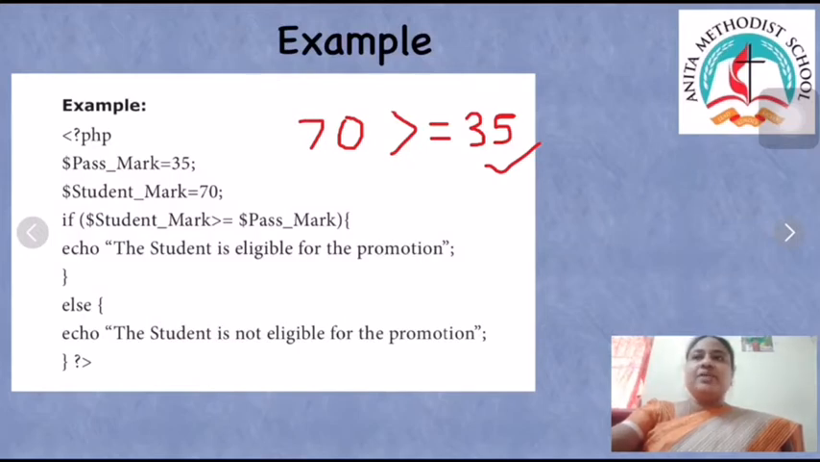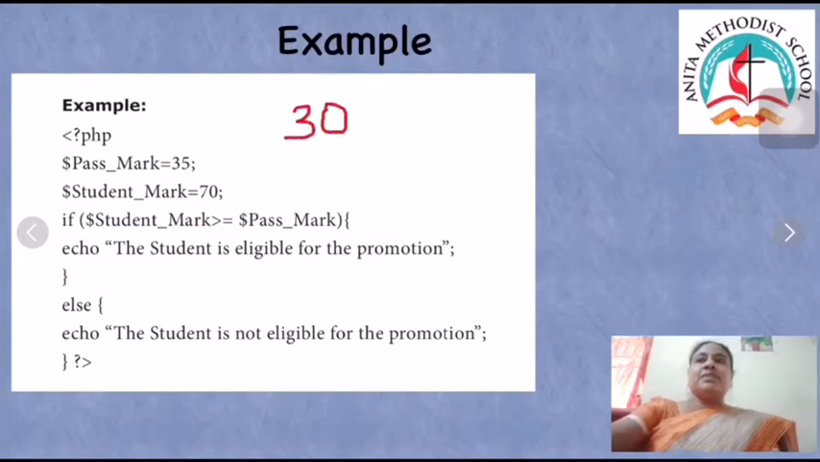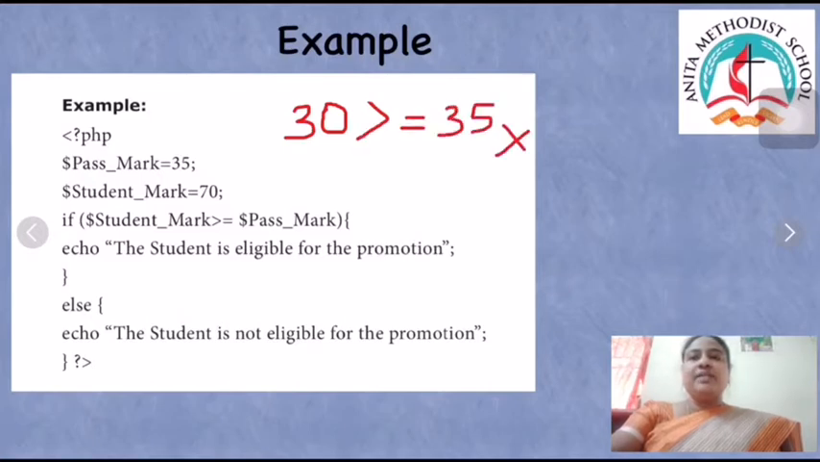In the same program, in the place of the student mark, here I give 30. So the same condition: if student mark greater than or equal to pass mark, with 30 in place of the student mark, 30 greater than or equal to 35. The given condition is false. So what will happen? It will skip to the else statement. What is the else statement here? The student is not eligible for the promotion. So this statement will be executed.